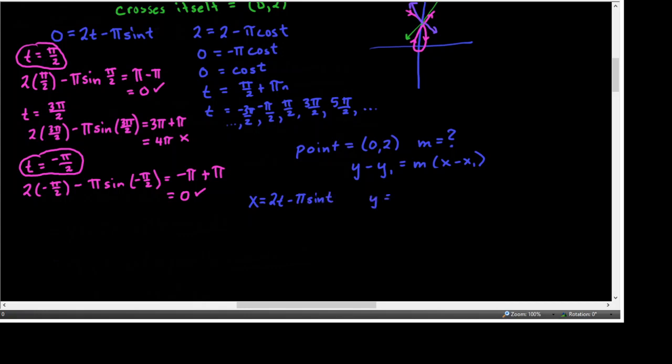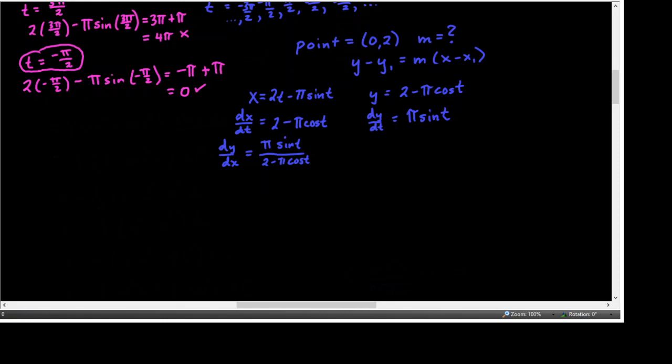And y was 2 minus pi cosine t. So dx/dt is 2 minus pi cosine t, and dy/dt is negative pi times negative sine of t, so positive pi sine of t. So dy/dx, therefore, is pi sine of t over 2 minus pi cosine of t. That is dy/dt over dx/dt.